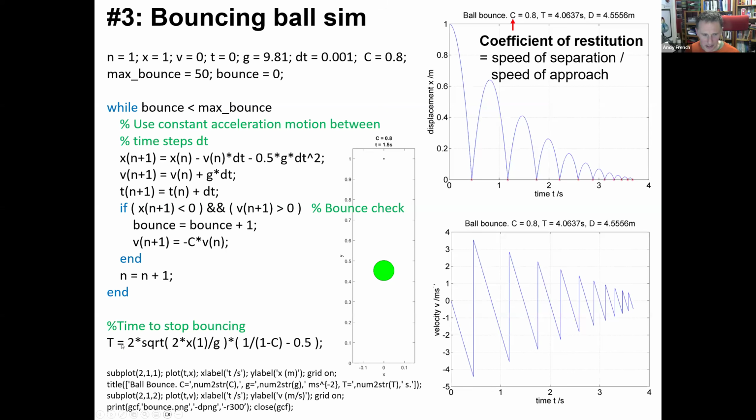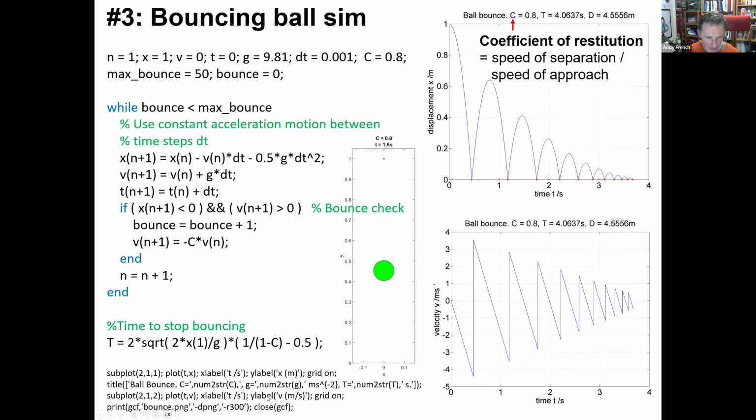Quite a fun thing to do is to work out the time to stop bouncing. I'll show you some maths in a moment, but you probably want to look at that in slow time. And if we record the time it takes for a ball to bounce, we can invert our formula here to find out the coefficient of restitution. So that's a nicer way of doing it without a high-speed camera. x1 is obviously the initial height, so 1 meter in this case, and there we go.